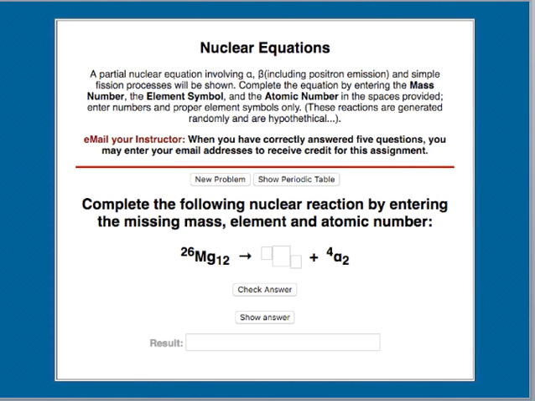In this one, we have magnesium-26 with an atomic number of 12. Now, I had to put them that way because I couldn't make it work otherwise. And we're making an alpha particle. So an alpha particle has a mass of 4, 2 protons.